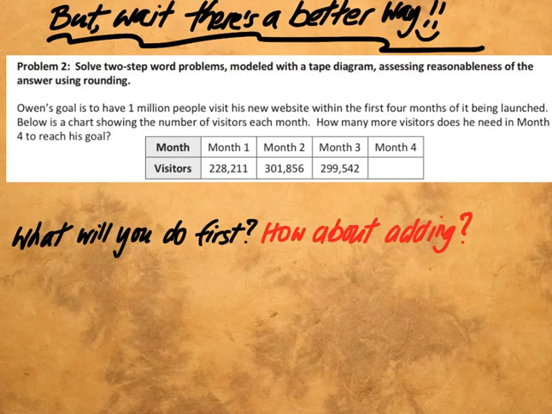What will you do first? Well, how about adding? You want to add the first 3 months, right? Because you're going to have to subtract them from the total. That's right, it's true.